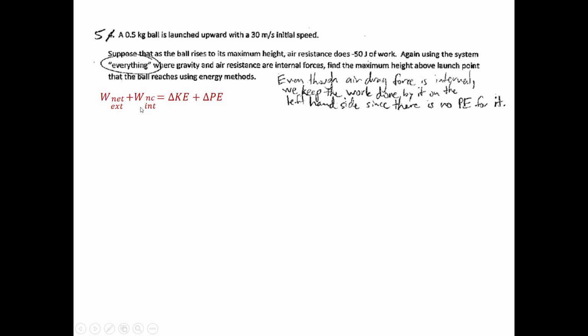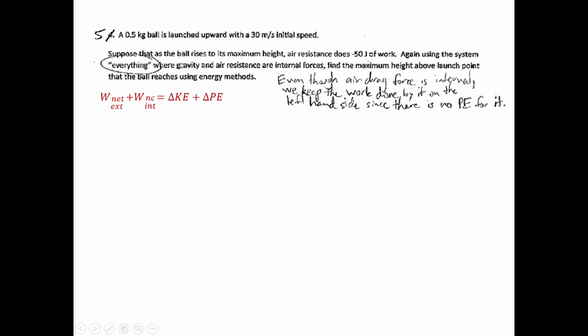Gravity and the air resistance force that are acting on the moving parts of the system are also in the system. And our job is to find the maximum height above the launch point that the ball reaches if we're given that air resistance does minus 50 joules of work. So in this case, our system is everything.